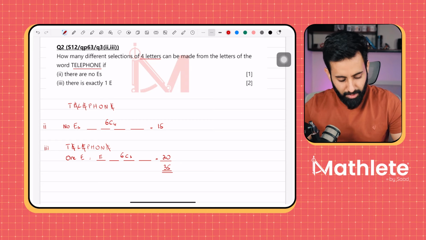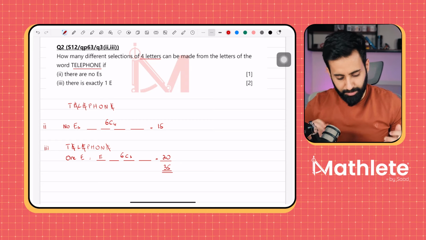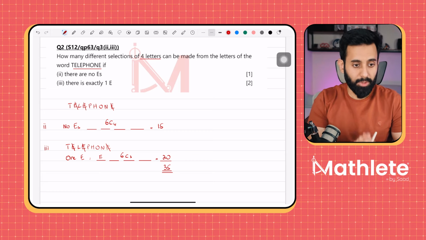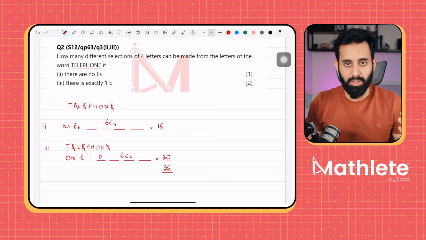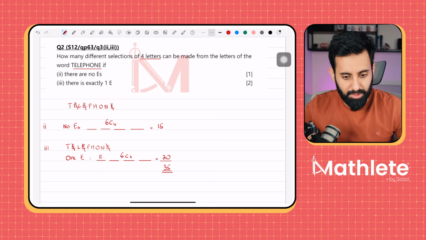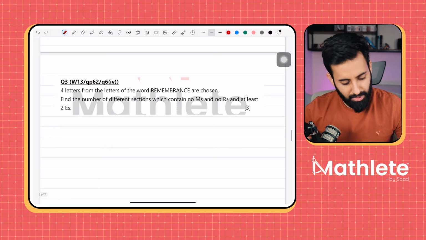Okay, so I hope you're following. The procedure is that you first see what the condition is that's applied in the question, you fulfill that condition, and then you see what it is that you're left with and how many letters it is that you have to select. Okay, so we're going to solve some more questions to further get a good grip on this.